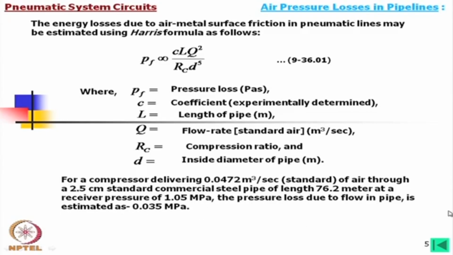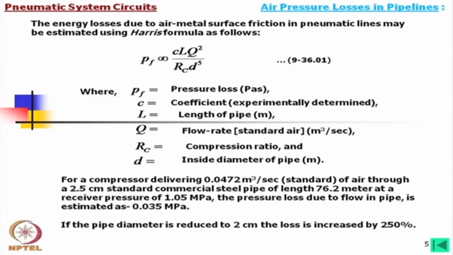Okay, this is all right, this 0.035 is not a huge figure, but if we reduce this pipe size from 2.5 centimeter to 2 centimeter, that means 20 millimeter, it was initially 25 millimeter, then the loss is increased by 250%. So, therefore, determining the size is very important.